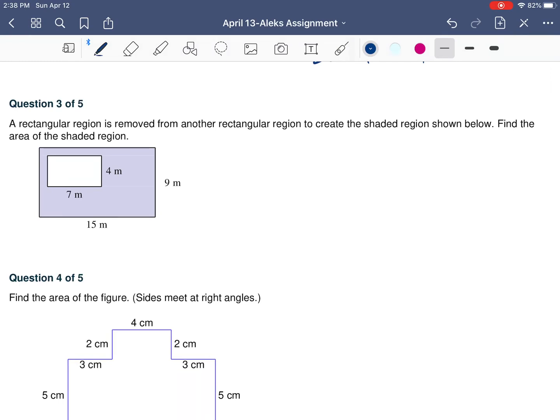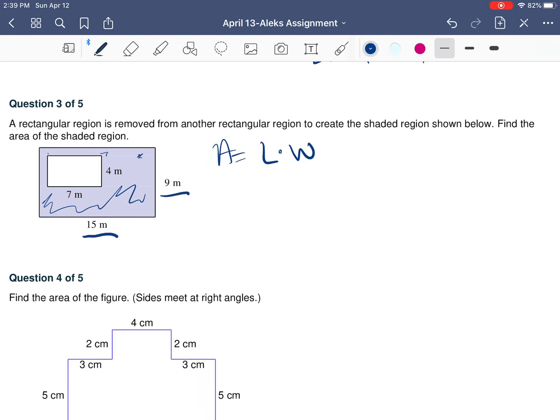So the rectangular region is removed from another rectangular region to create the shaded region. It's basically saying one of these boxes is taken from the other larger box to give me this whole shaded area, which is this whole purplish area. So find the area of the shaded region. Again, we just need to find two areas, and we're going to take the smaller one away from the bigger one. Remember, area is length times width.